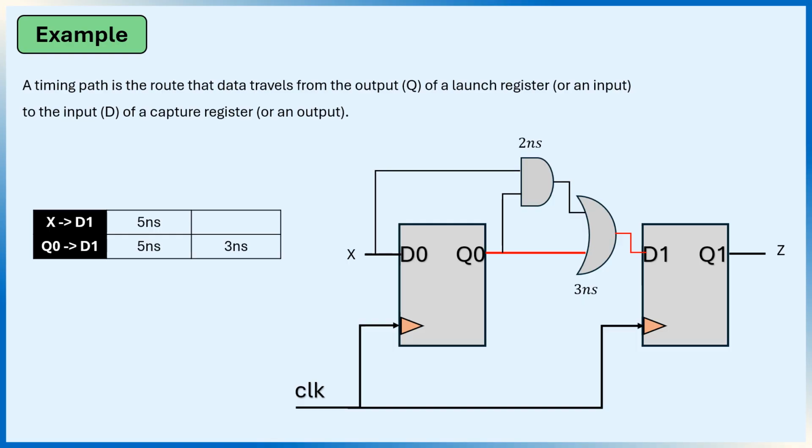But there is actually another timing path from Q0 to D1. This one bypasses the AND gate and goes directly through the OR gate. That means its total delay is only 3 nanoseconds. So notice that the same start point and end point can have multiple timing paths.